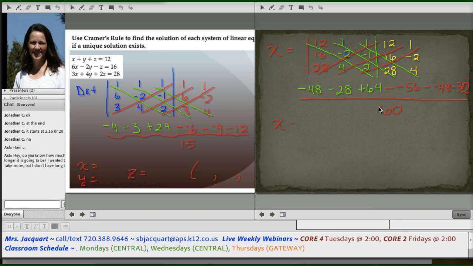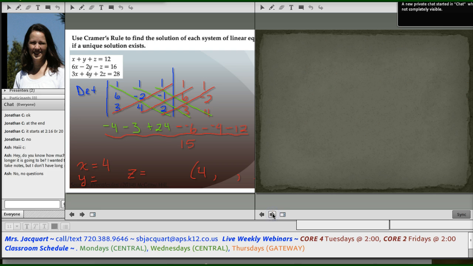But x equals the determinant of A sub x over the determinant of A, so that equals 60 over 15, which is 4. So x equals 4. Cool. Does anybody have any questions on that? So that's how we're going to have to find y as well. Ready? Oh, no questions. Okay, you're just enjoying the beauty of the math of it.